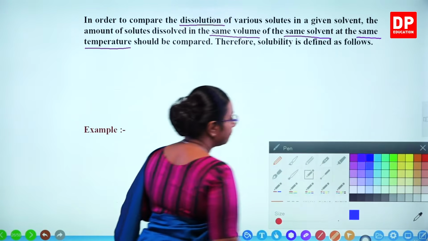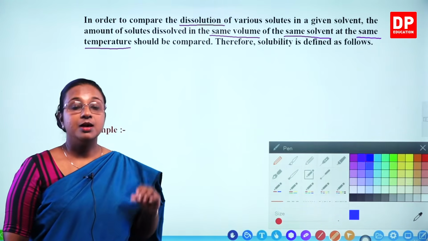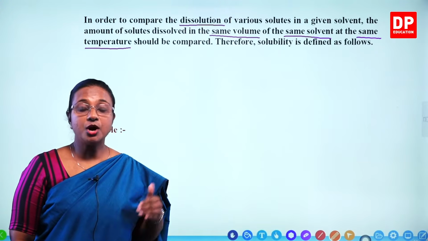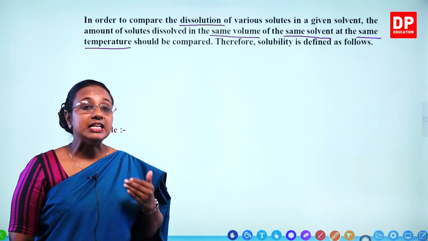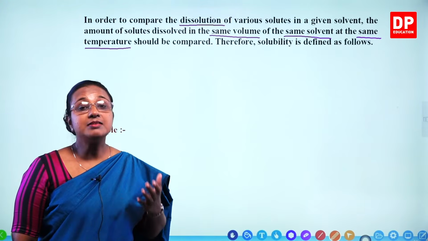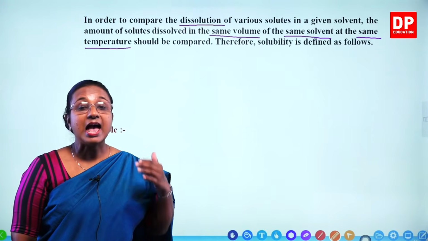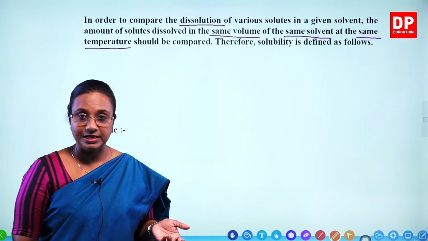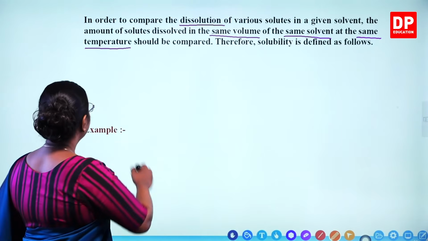When we define solubility, we say the maximum amount of solute that can dissolve in 100 grams of a solvent at a given temperature is known as solubility. I will write that down first.